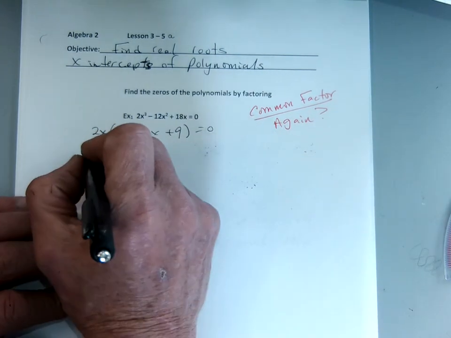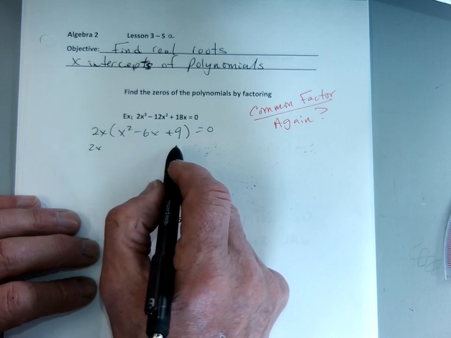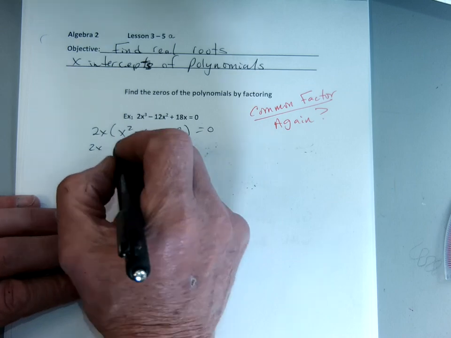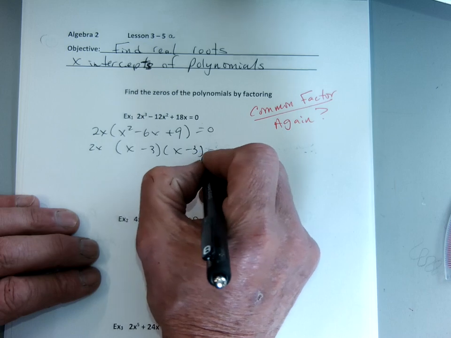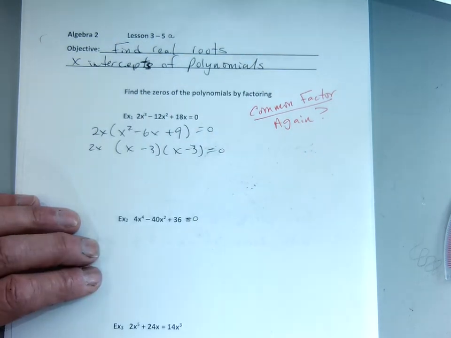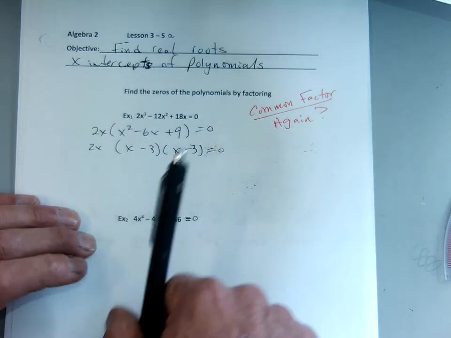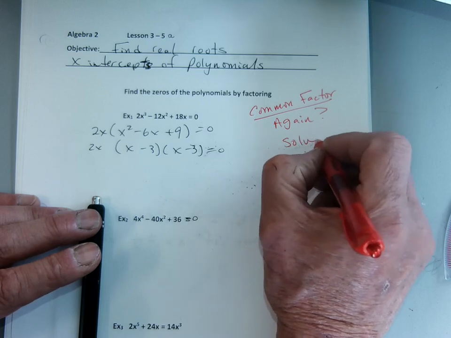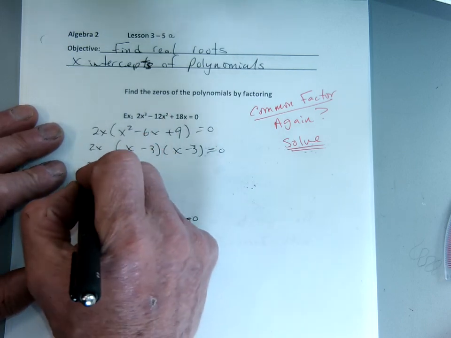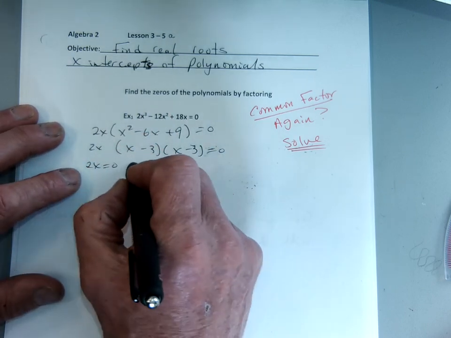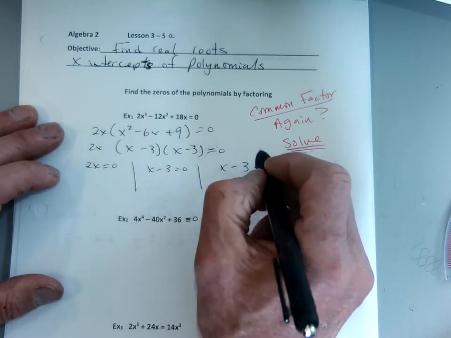I think so. I know 3 times 3 can make a 6, and a negative 3 would make a negative 6, so I'd go x minus 3 equals 0, right? I need to solve. So I'm going to take my mini equations, as I call them, and set them equal to 0. So I've got 2x equals 0, x minus 3 equals 0, and x minus 3 again equals 0.